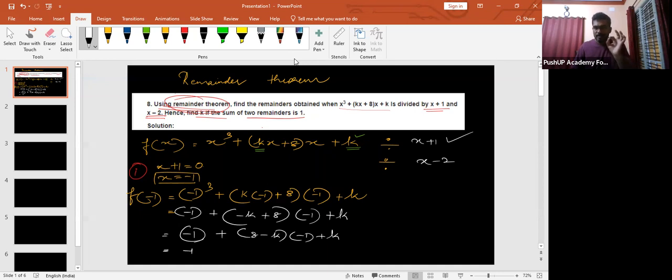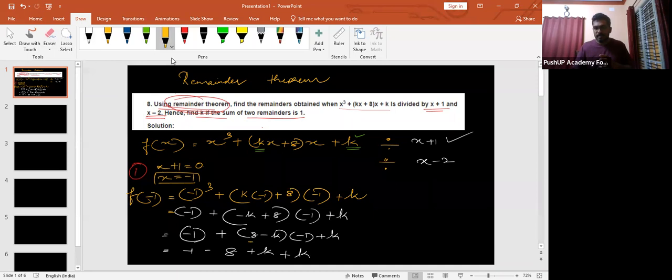Now children, 8 minus k into -1 is what? You have to multiply that 8 minus k with -1, which is lying outside the bracket, right? So 8 into -1 is what? -8. Then minus k into -1 is what? Plus k. And then again plus k, right?